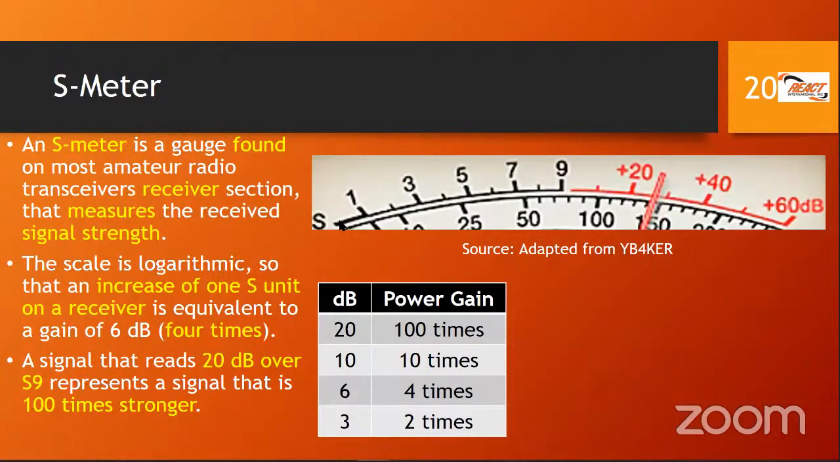Again, we also need to be aware that our S meter is not linear. The scale is actually logarithmic. So when you go from 1 to 2 or 1 to 3, it's not the same amount as going from 3 to 4 or 3 to 5. It's much smaller when you go from 1 to 2 than if you were to go, let's say, from 5 to 6. The increase from 5 to 6 is a huge increase compared to going from 1 to 2.